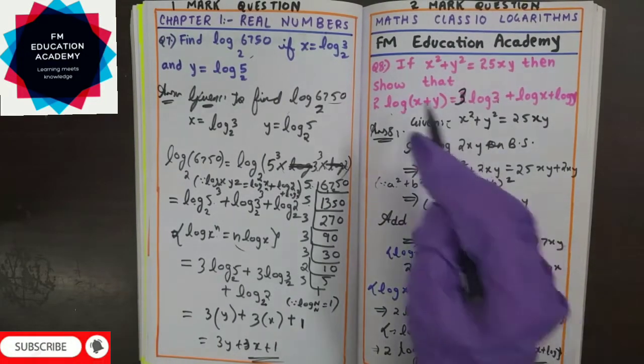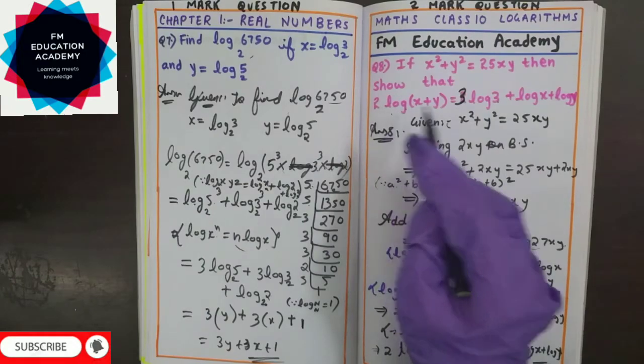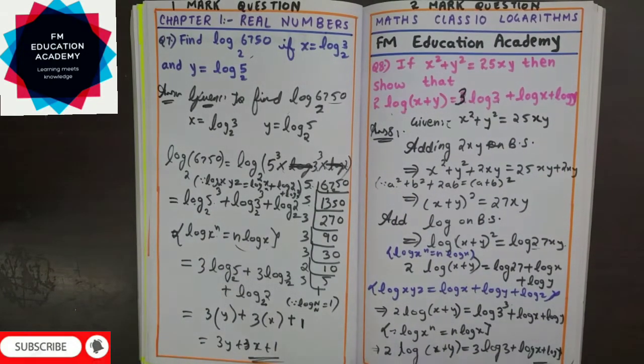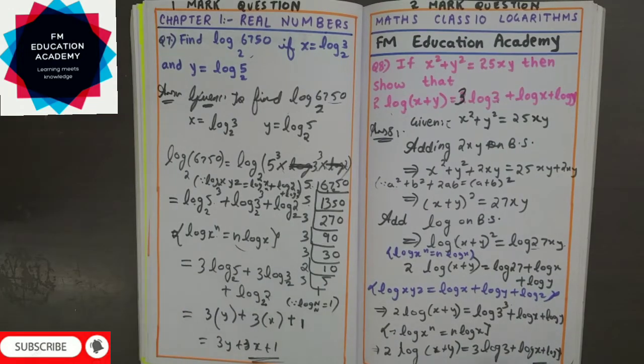Now observe this again and compare the show that condition. In the show that condition we have in terms of logs. So we will add log on both sides. Then we apply formulas and finally we get the answer. Let us move to the next question.